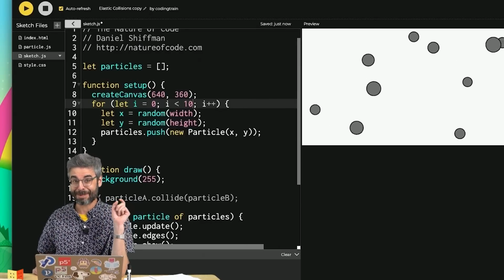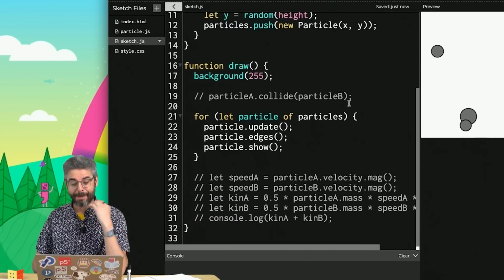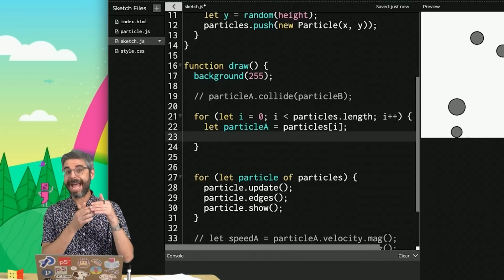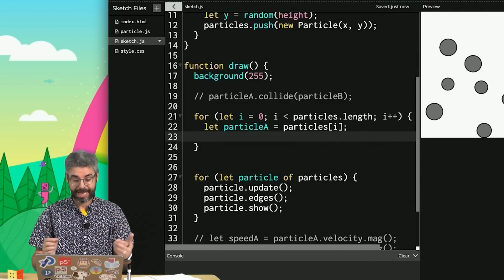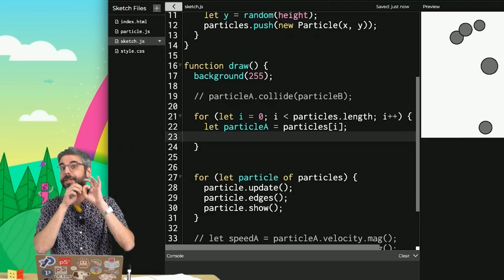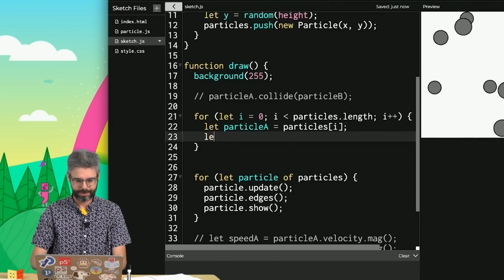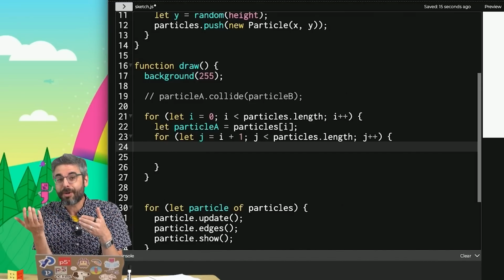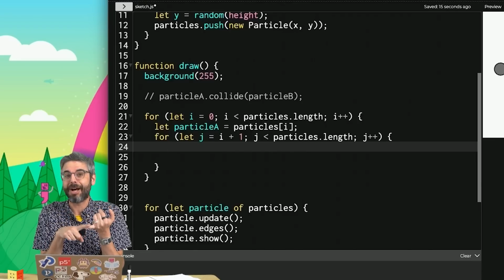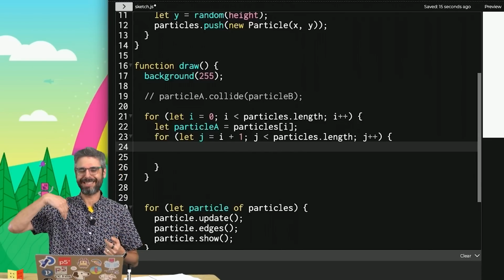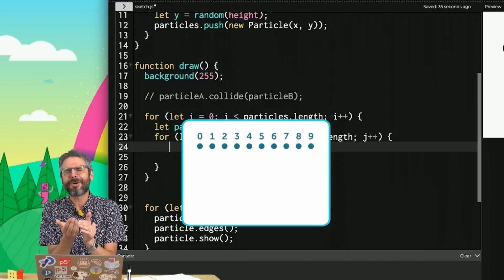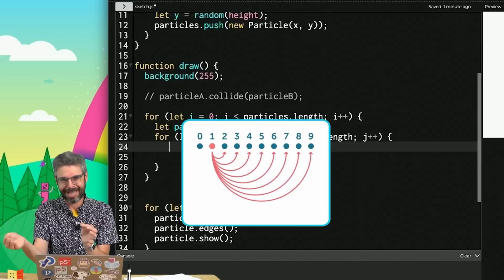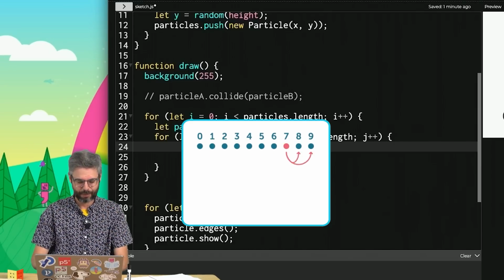Great. Now let's see if we can get them to collide with each other. So I'm going to do that in a separate loop. Particle A is every single particle in the array, but now when I want to look at the other particles, I'm going to start from particle I plus 1. The idea being that I want every particle to check every other particle, but I don't want particles to check against themselves, and I don't want a particle to recheck against another one later. So if I have 10 particles, 0 checks 1 all the way to the end, 1 checks 2 all the way to the end, 2 checks 3 all the way to the end, and so on and so forth.